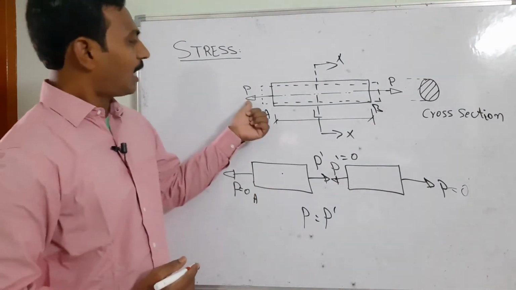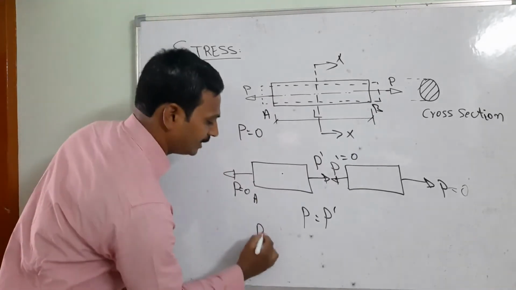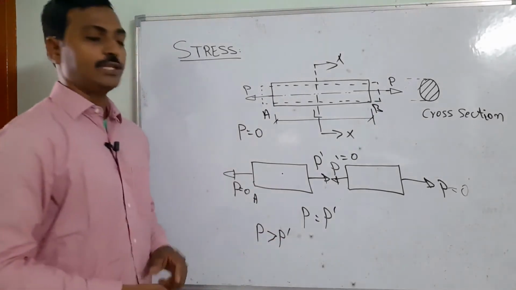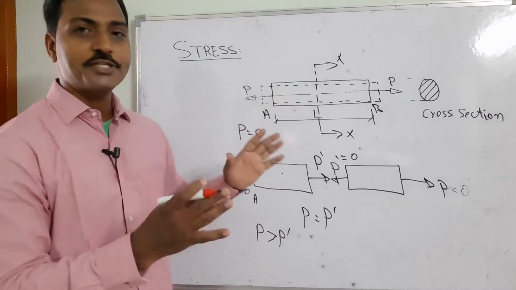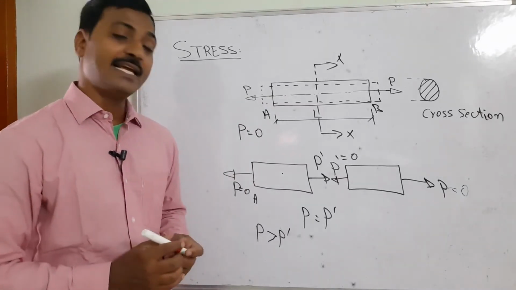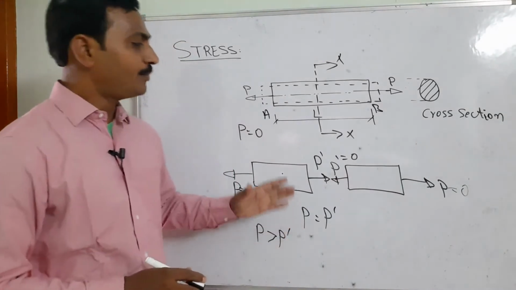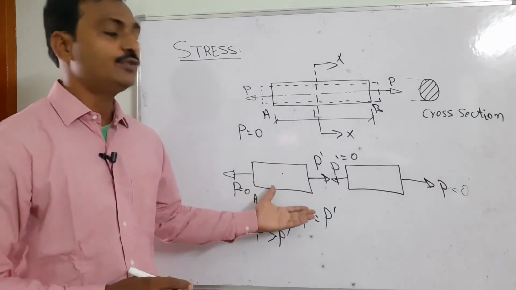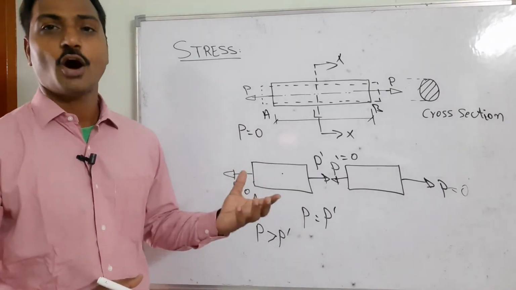Suppose your applied force is more than the internal resistance force, suppose P is greater than P dash. So what will happen? Whatever change in shape or dimension, the elongation that takes place, it never comes back to its original position. Then we can say that stage is your plastic stage. Right? So I hope you understand how the equilibrium condition is achieved, and the definitions of elasticity and plasticity.